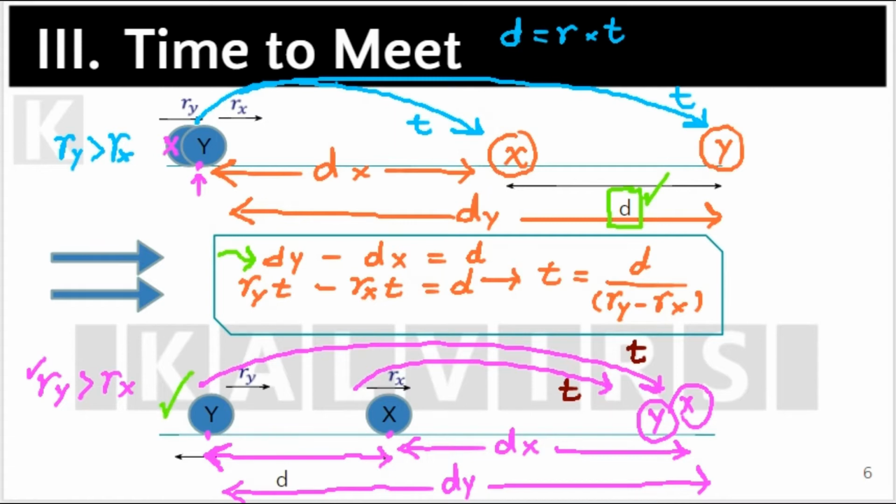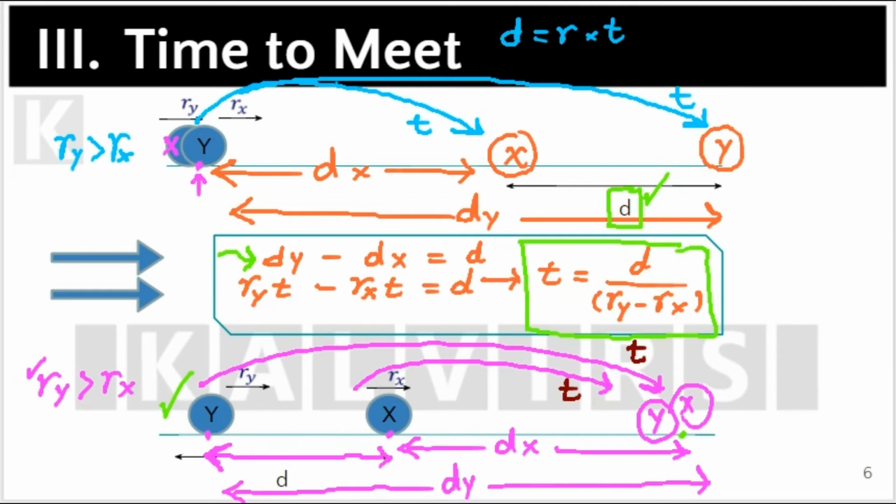It is the same. The distance traveled by car Y minus the distance traveled by car X is d. You can replace the distance traveled by car Y by the rate of Y times the time. Same way for the distance traveled by car X. The rate of X times the time is equal to d. Solving for the time it takes them to be in the same position here is d divided by the difference of the rates.